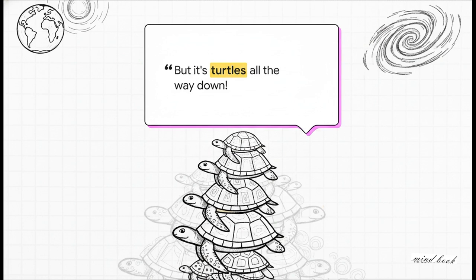The scientist, probably giving a bit of a superior smile, asks her, "Okay, but what is the tortoise standing on?" And without missing a beat, the old lady replies, "You're very clever, young man, but it's turtles all the way down." Okay, let's dive right into this explainer, because honestly, as ridiculous as a towering stack of turtles sounds, we have to ask ourselves, do we actually know any better?